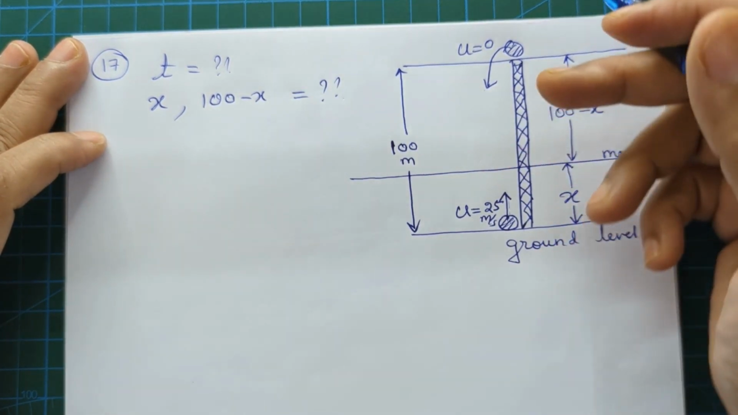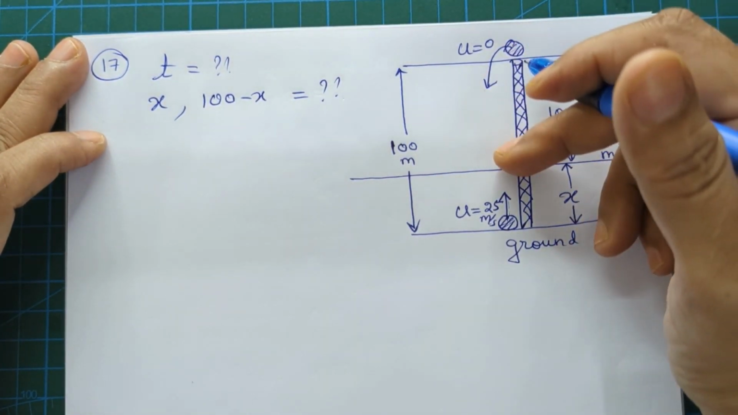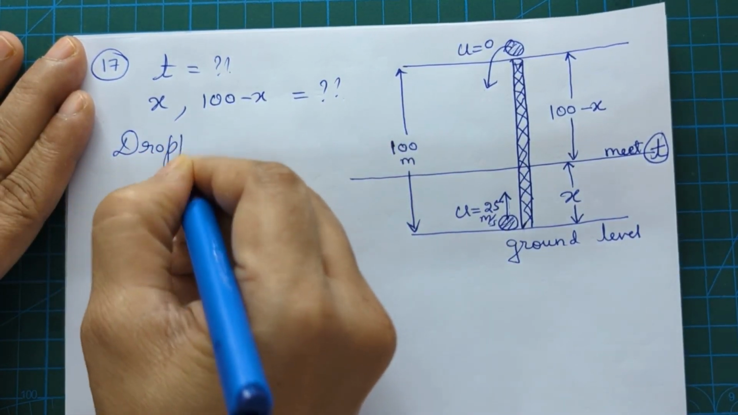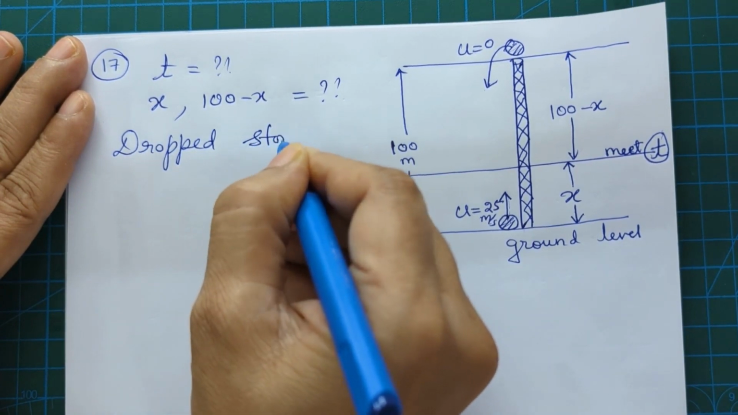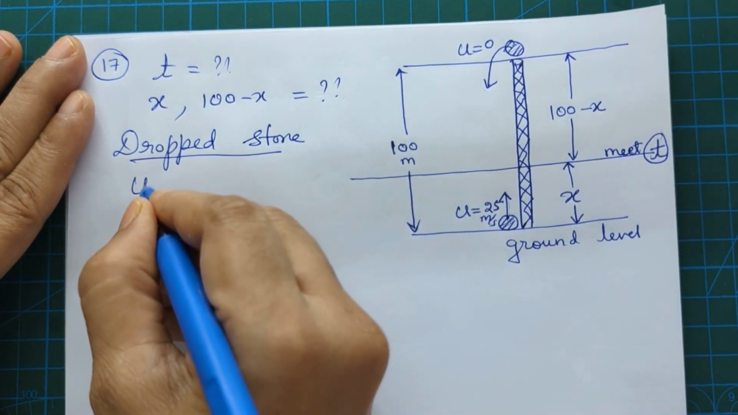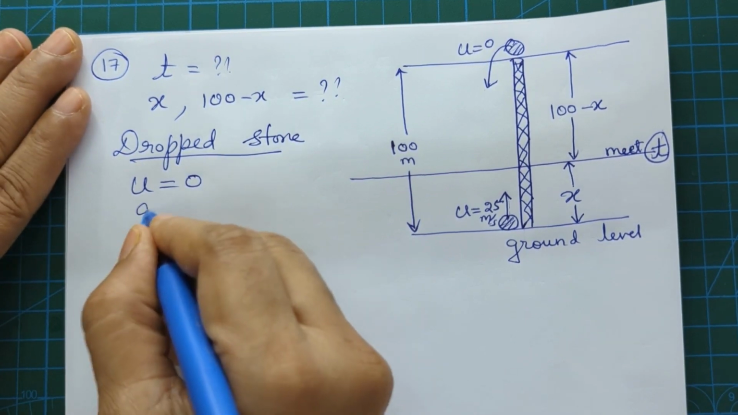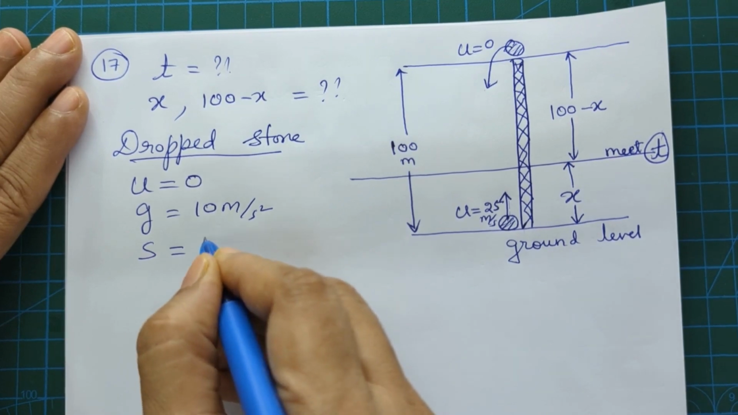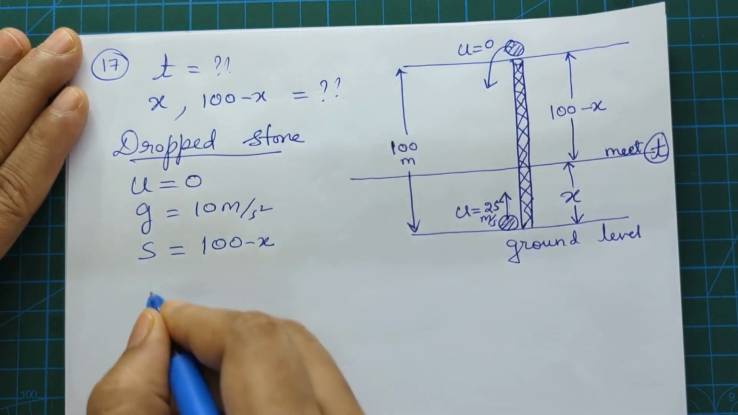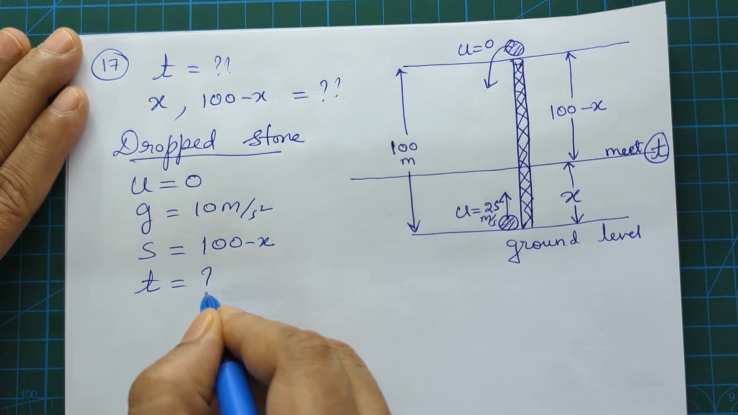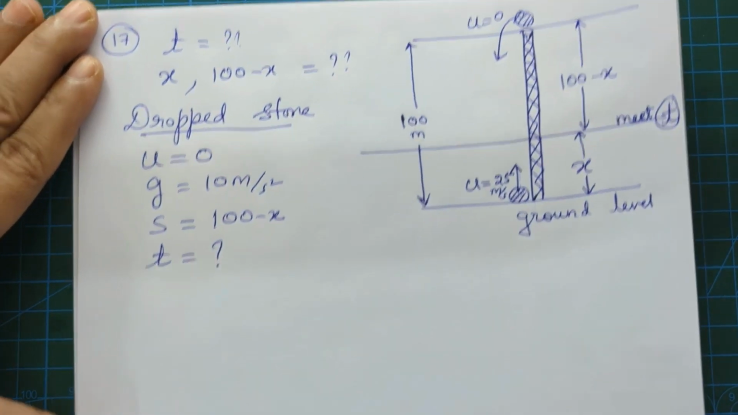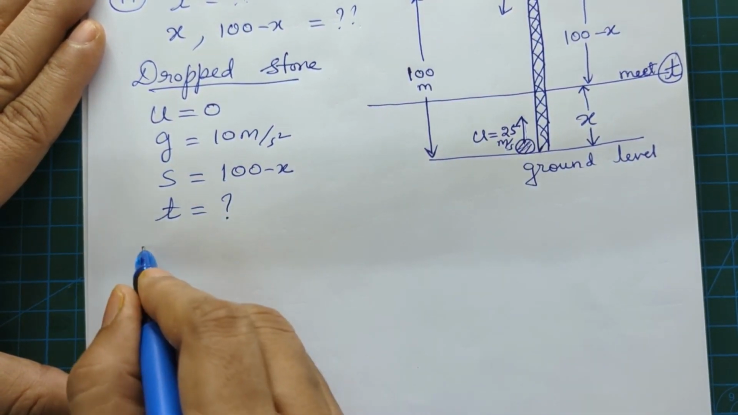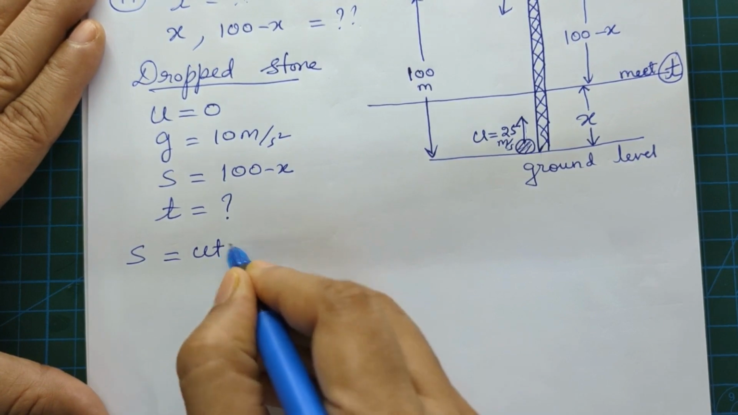So what we have to do is create two equations, one for the falling stone and one for the rising stone. So first for the dropped stone. For the dropped stone, what information do we know? We know that it is initially dropped. g is 10 meter per second square. What distance did it travel? It traveled 100 minus x, and the time taken, we don't know, that is the time when they met. And for this we can write s is equal to ut plus half gt square.